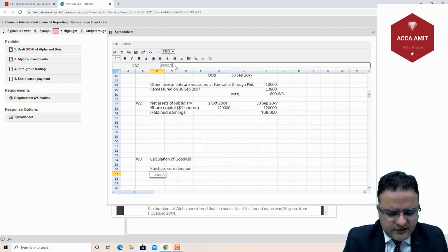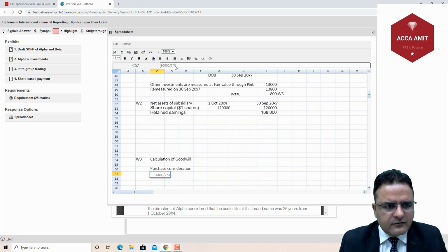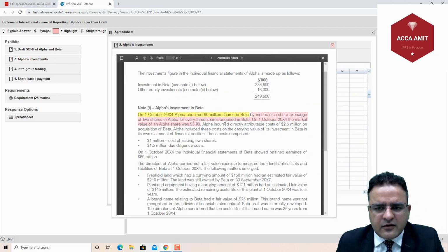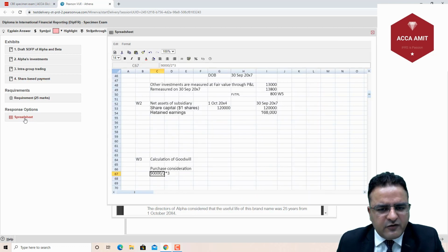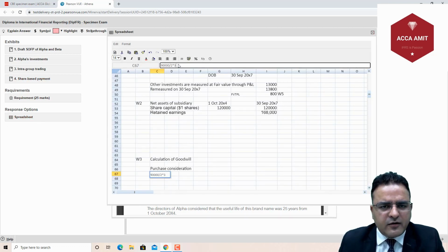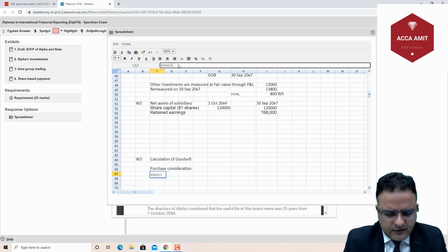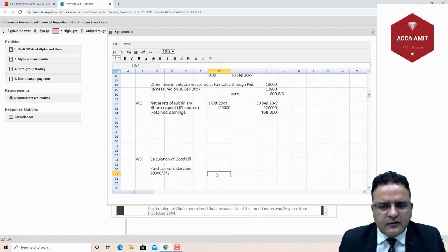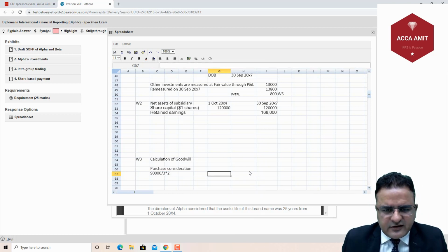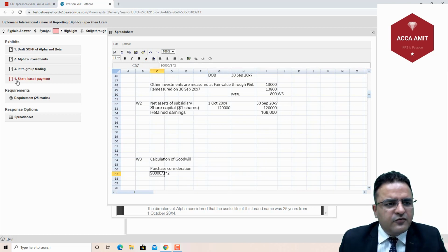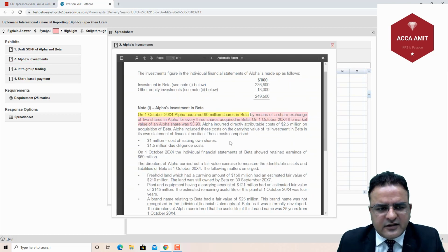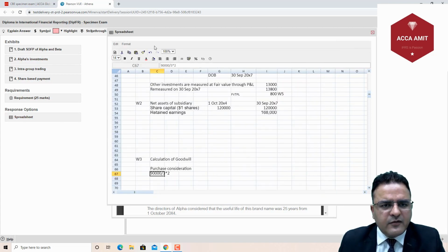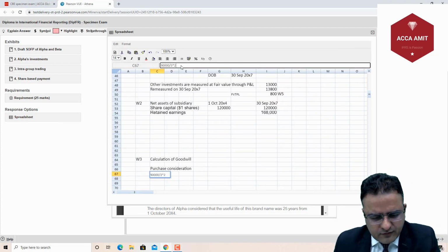Let me read it again. 2 shares in Alpha for every 3 shares acquired in Beta. For every 3 acquired in Beta means 90,000 divided by 3 into 2. It means the purchase consideration is equivalent to the share price of Alpha's share, 3.90, multiplied with that.